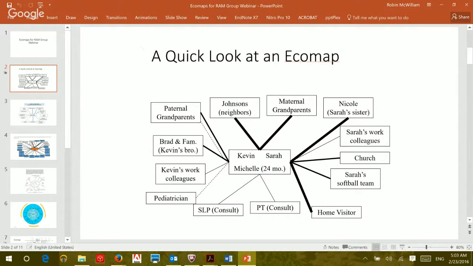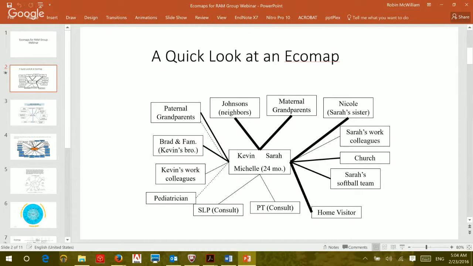And you can see that Sarah's parents are the maternal grandparents. And this is a thick line here. So this is another element to the Ecomap, the thickness of the lines. And this is determined by asking just one or two questions of the person that you're talking to, which is usually a parent. With the informal supports, what we often do is ask how often you have contact with these people, how often you see them, how often you talk to them, or whatever.